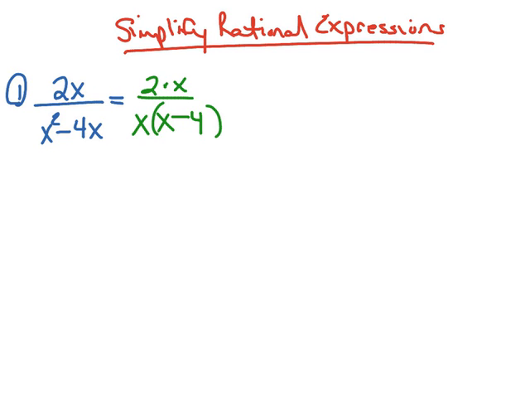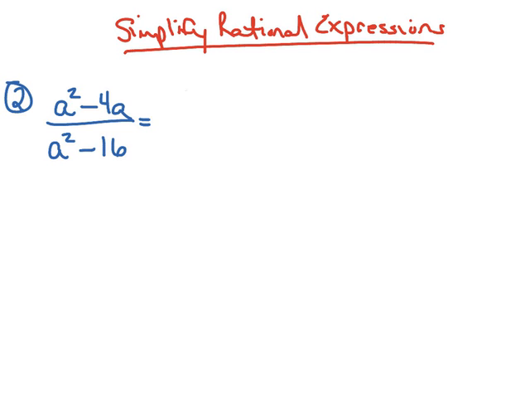Now that I have both the numerator and the denominator factored, what we're going to do now is cancel out some common factors. We're going to cancel out this x and this x. Those are common factors. Therefore I'm left with 2 as my numerator, and I'm left with x minus 4 for my denominator. Therefore this rational expression simplifies to 2 over x minus 4.